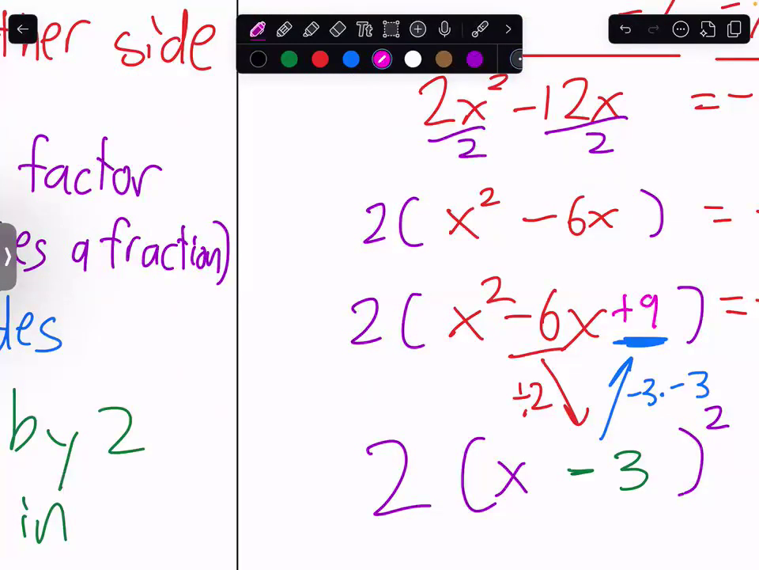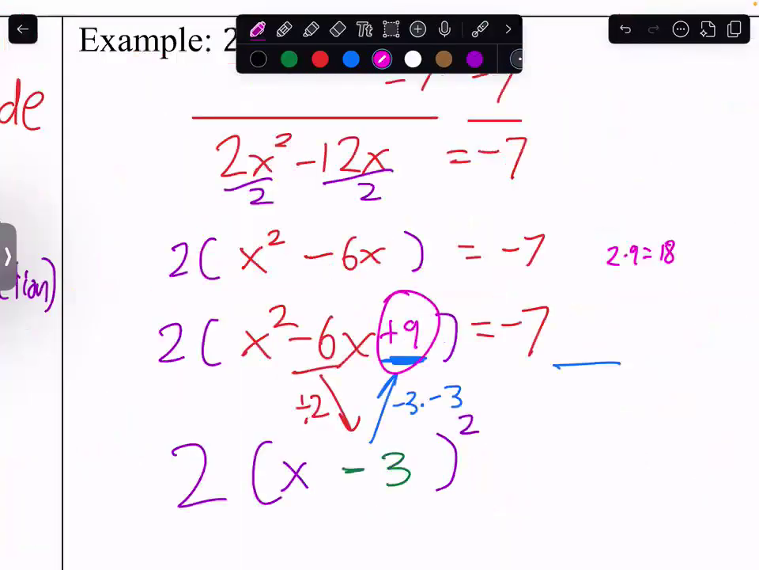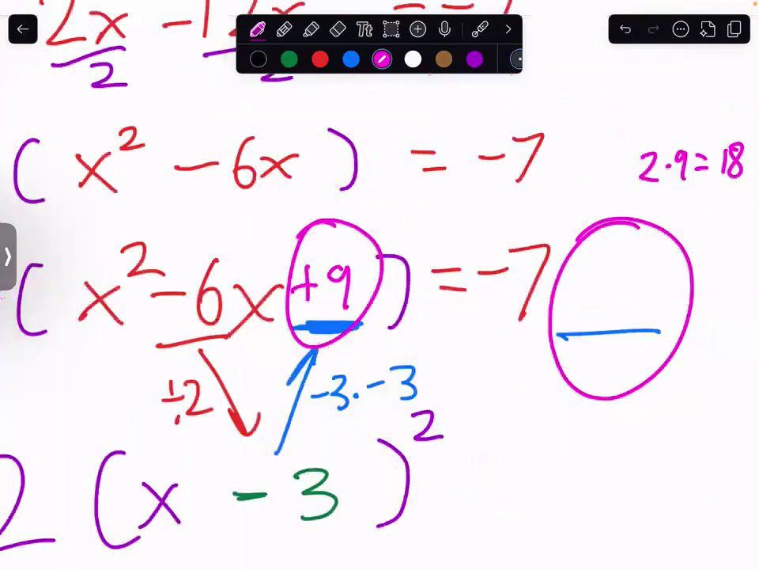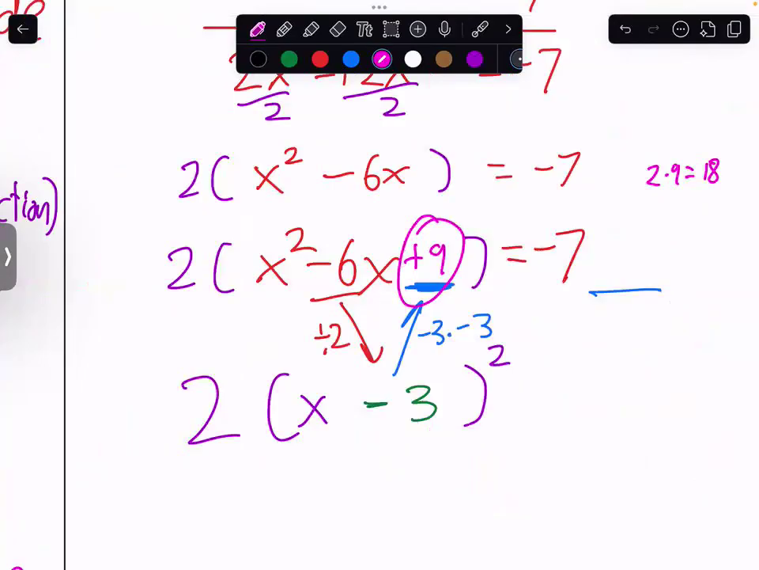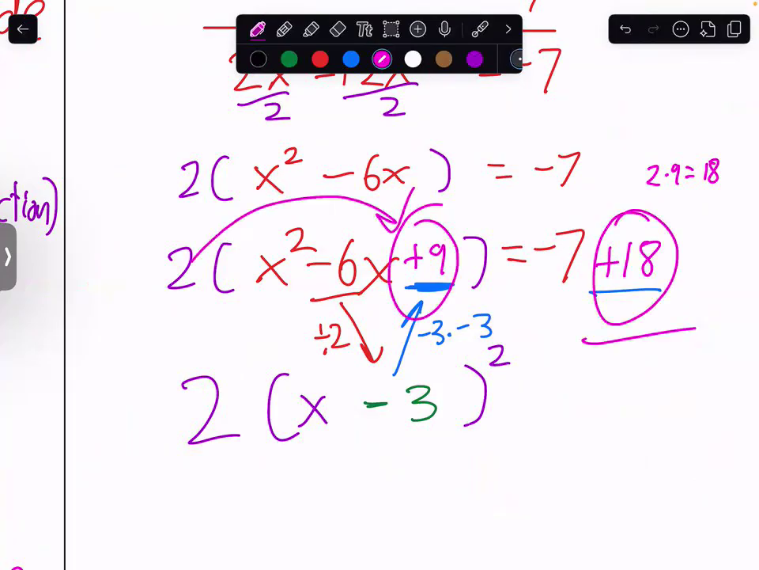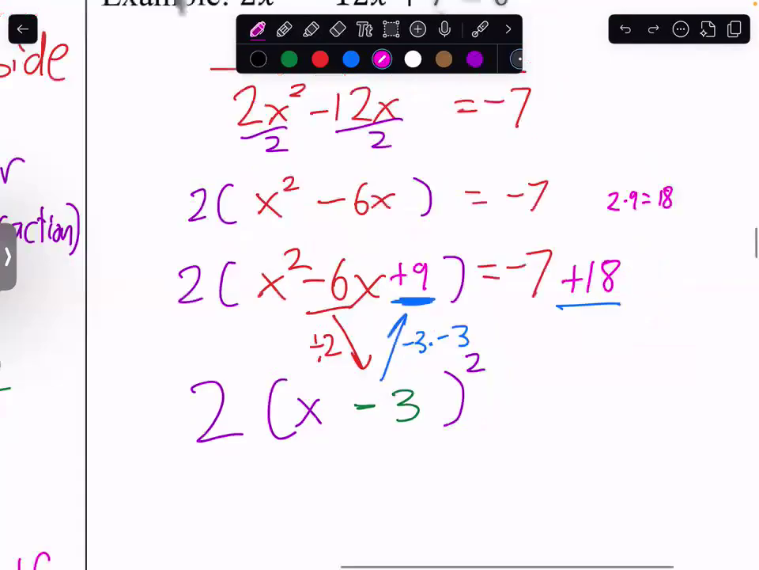Now because we added a 9 out of nowhere on the left side of the equal sign, we need to balance it out on the right side. But that 9 is actually worth more than 9 because it's multiplied by the 2. So 2 times 9, it's actually worth 18 on the other side. Even though the numbers in the blanks are different, they're worth the same because 2 times 9 matches the 18. Let's go ahead and simplify the right side. These are just numbers, so we can combine them together. -7 plus 18 would be +11.